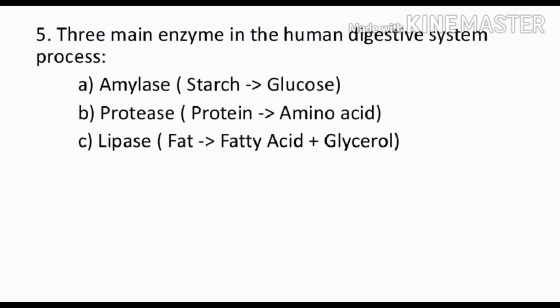Dear students, these are the three types of enzymes which are used in human digestive system. Number A, amylase, which converts starch into glucose. Number B, protease. It breaks down protein molecules into amino acids. And number C, lipase. It breaks down big fat molecules into fatty acids and glycerol. These are the three main enzymes used in human digestive system.